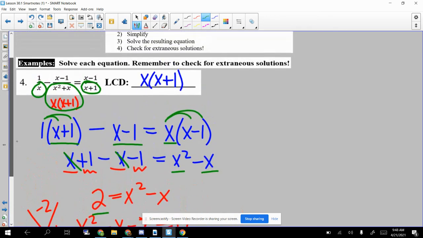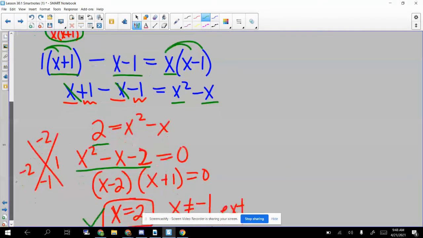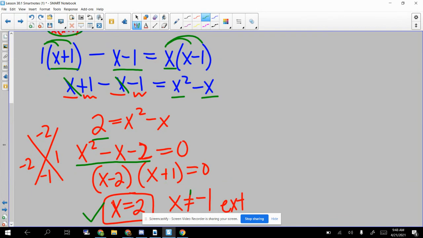I checked real quick, and if I plug in negative 1 here, again, that's going to give us a 0 in the denominator because negative 1 plus 1 is 0. So that's why this one is extraneous, cannot be, but the 2, that works, so that would be your final answer.